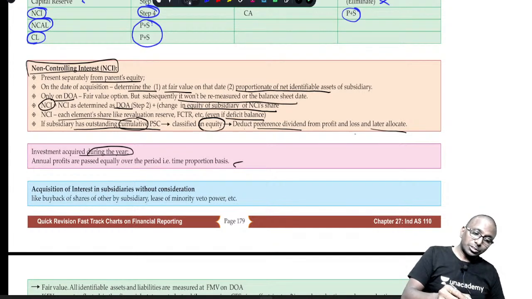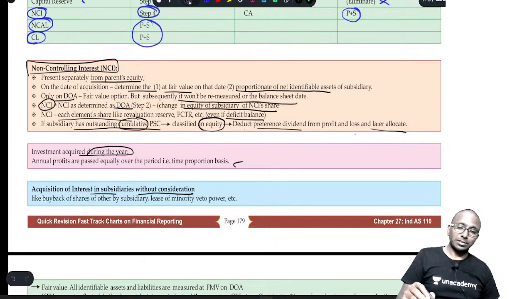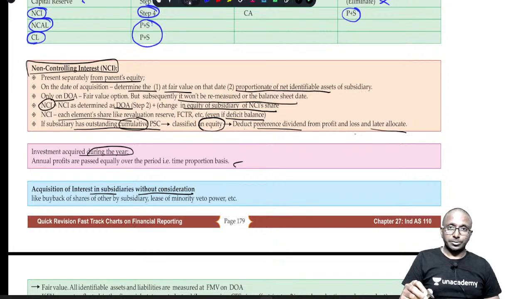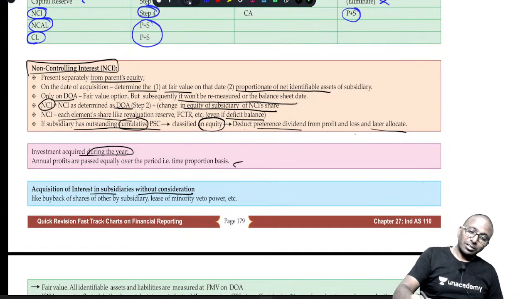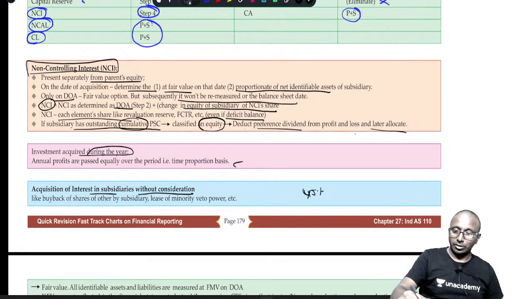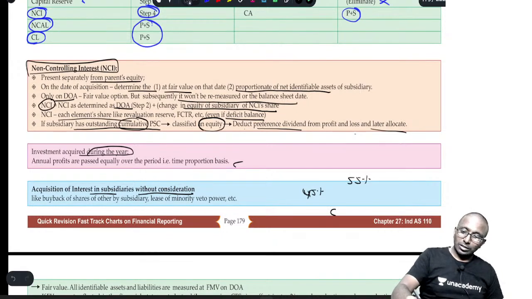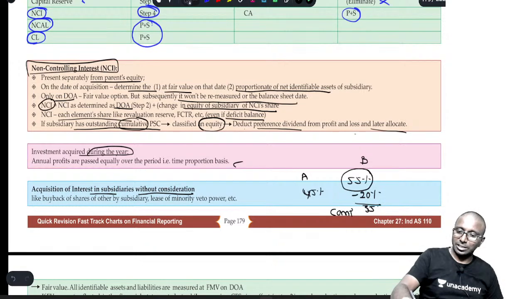Next, acquisition of interest in a subsidiary without consideration. Yes, it happens. We didn't pay anything, but we got the control. Maybe I have a 45% stake in the company. That means the other party has 55% stake. What has the company done? They bought back 20% shares of the other party. Say this is B, and I am A. 20% bought back means it becomes 35.